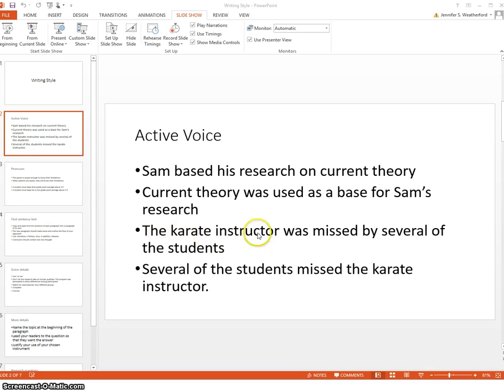Here again, the karate instructor was missed, as compared to several of the students missed the karate instructor. So if you see a verb and then "by several of the students," so that the actor has actually been put into this prepositional phrase, then that's a clue to you also that you're not using active voice. It's tough, but get in there and make your sentences active.